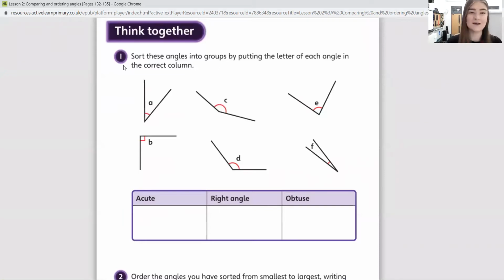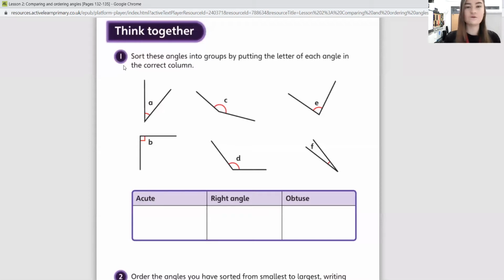So our think together is looking at sorting these angles into the correct column. So in your books, you don't need to draw out the whole table, just write acute, right angle, obtuse, and draw a couple of lines to separate them for me. We definitely will be drawing our lines with a ruler, won't we, Year 4, and writing along the lines, even though we're in our maths books. So I would like you to pause and have a go at that, and then we will go through the answers for question 1.